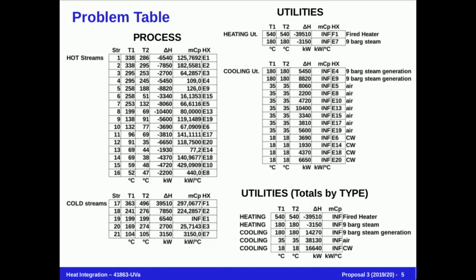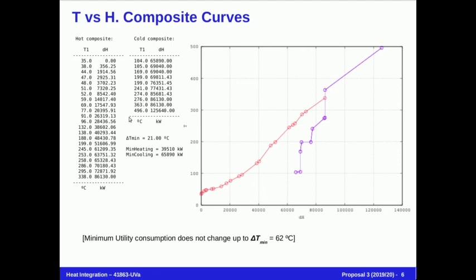From the heat exchanger table we can derive the process hot streams and cold streams, and the heating utilities in every heat exchanger. And also we can sum up the utilities by type. With the process hot and cold streams and using 21 as minimum approach, we can calculate the composite curves.